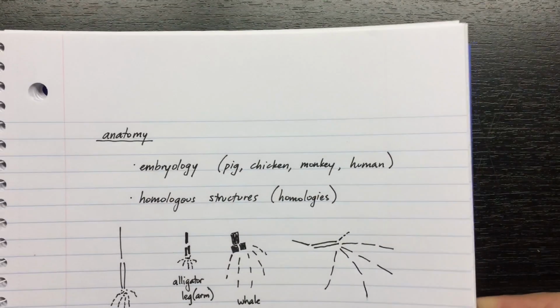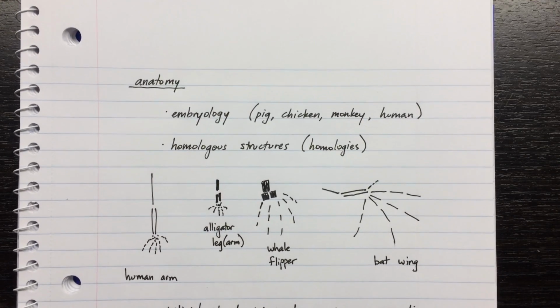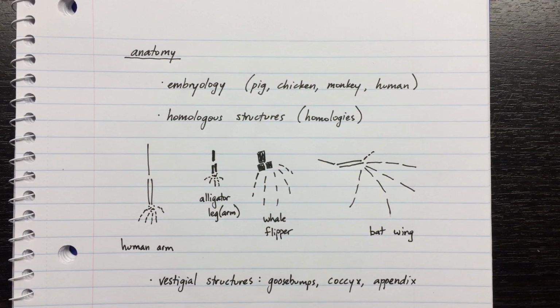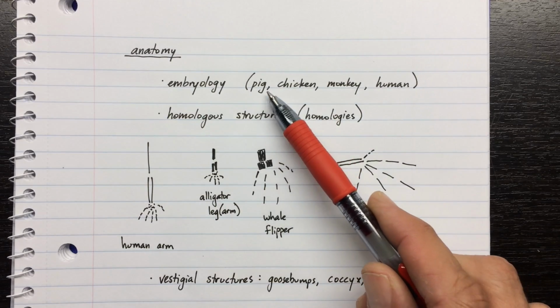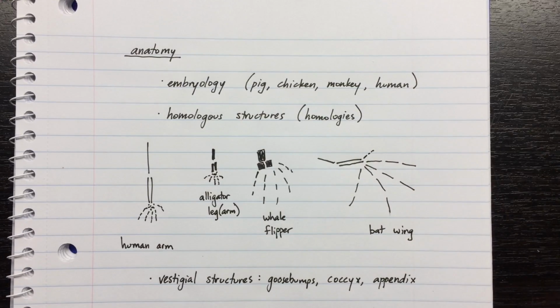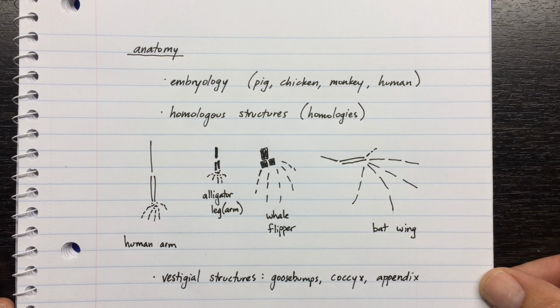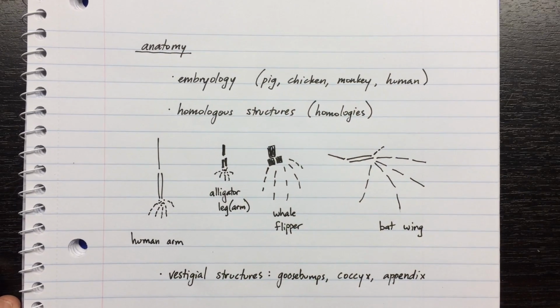Some of the best evidence for evolution comes from anatomy. And in anatomy, we focus on embryology, homologous structures, and vestigial structures. Embryology refers to studying the embryos of different organisms, and theoretically, if the embryos look similar, that would indicate that those organisms are related. In fact, if you were to look at pig embryos, chicken embryos, monkey embryos, and human embryos, they would be almost indistinguishable from each other, and that would provide evidence that pigs, chickens, monkeys, and humans are all related, or at least they all descended from a common ancestor.